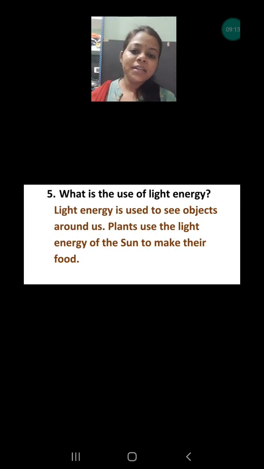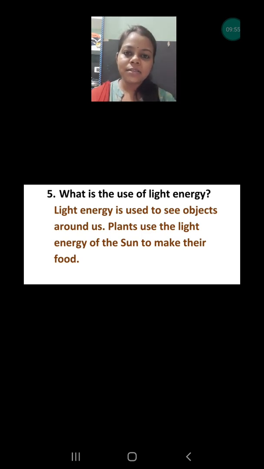Next question is, what is the use of light energy? What is light energy? If light energy were not there, we would not be able to see any object. In the daytime, we use sunlight to see objects. In the night, we use man-made sources of light like a torch, bulb, LED, etc. So light energy is the form of energy which helps us to see objects. Second, the sun is a natural source of light energy which is used for making food for plants. Plants cannot prepare their food with an artificial source of light. They can only prepare their food with the help of sunlight.